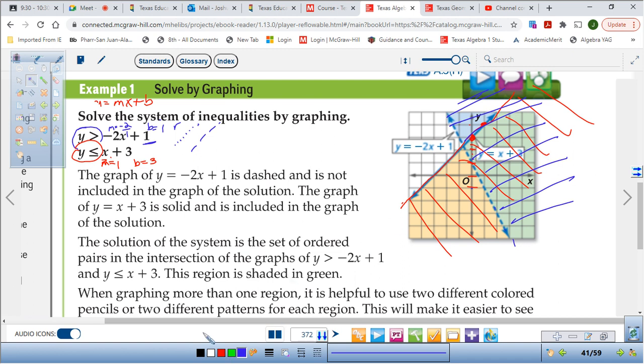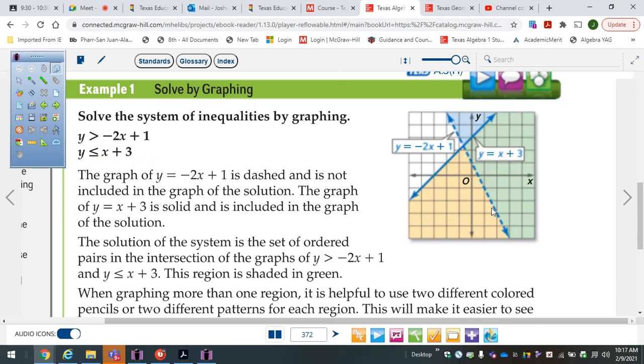You see how I'm going to guess it's like a greenish color. So anything in here where they overlap, the green part in the book, that's my answer. Now, I can't list those points. You know why? There's just too many. So guess what my answer is? The graph. You okay with that one?